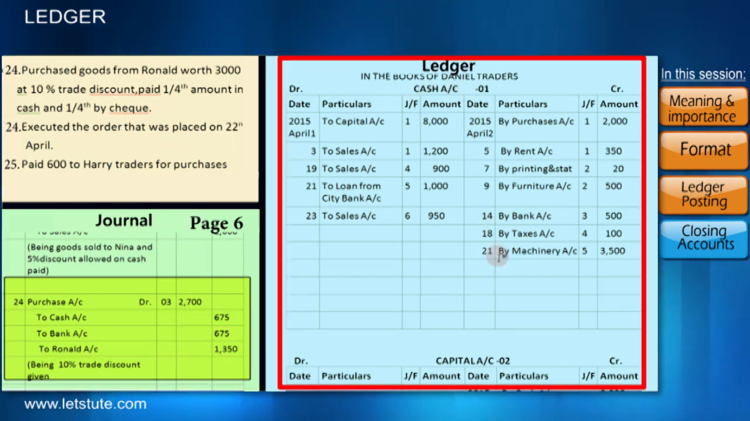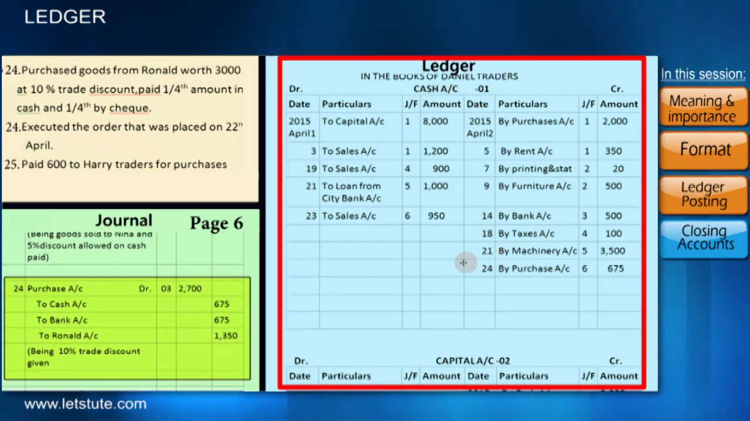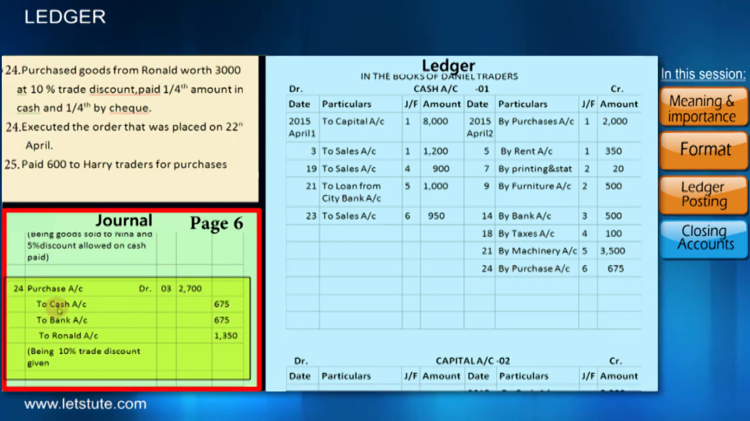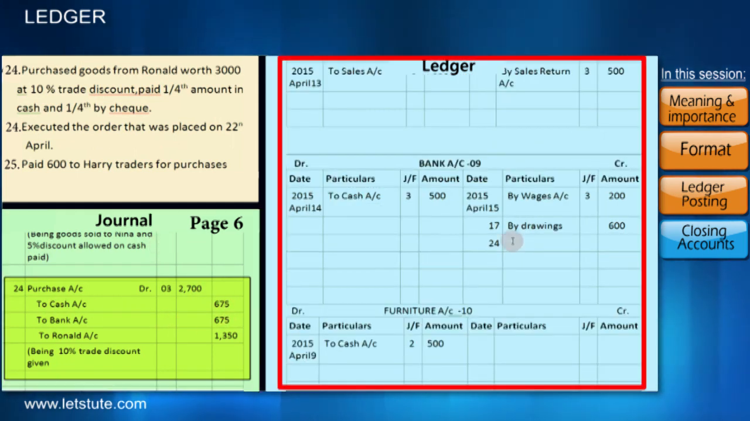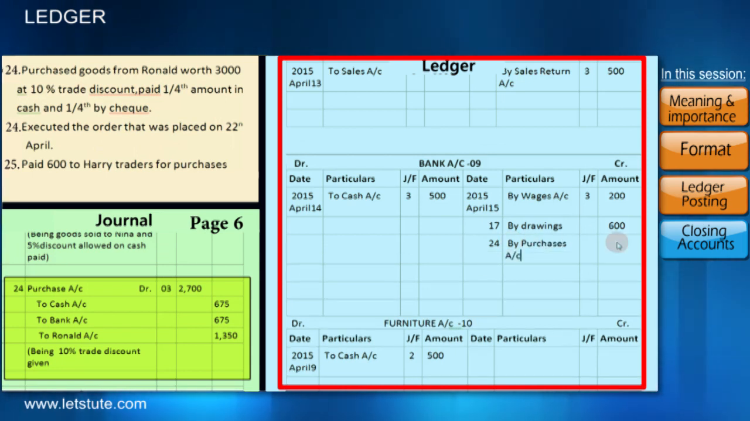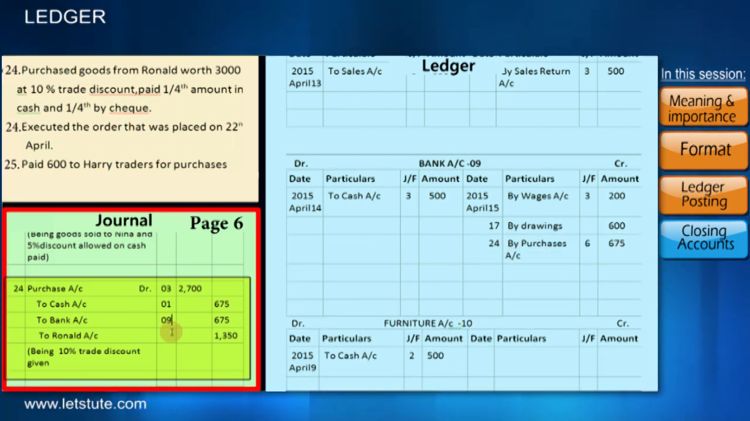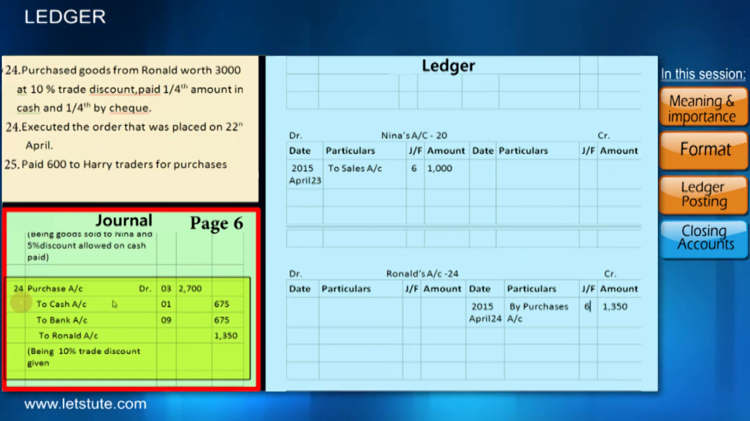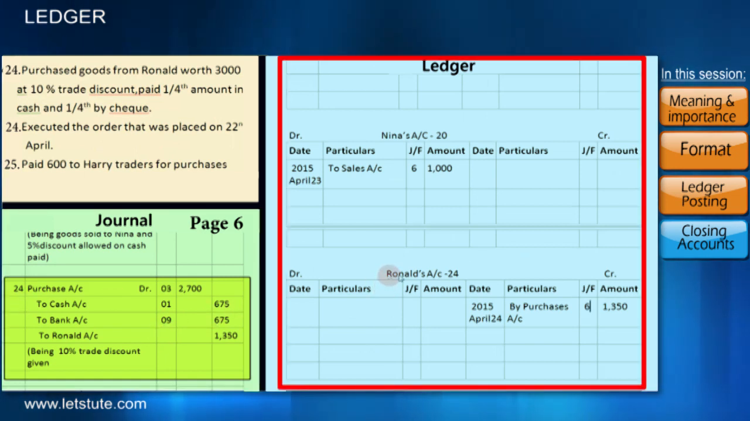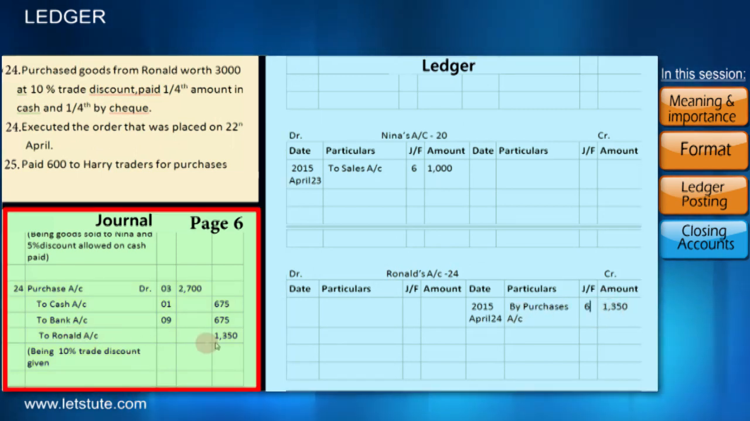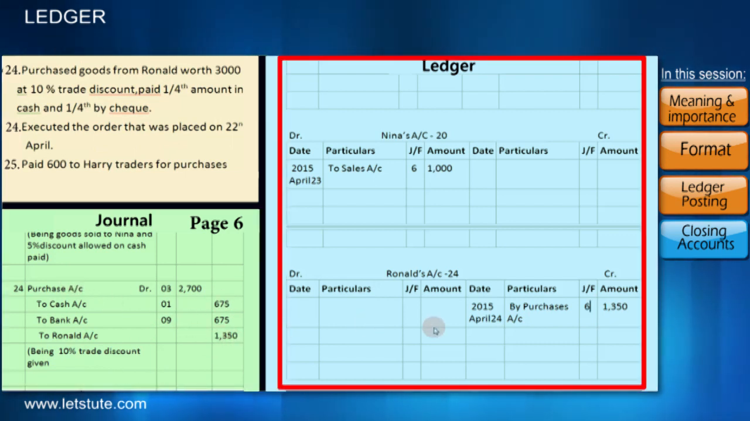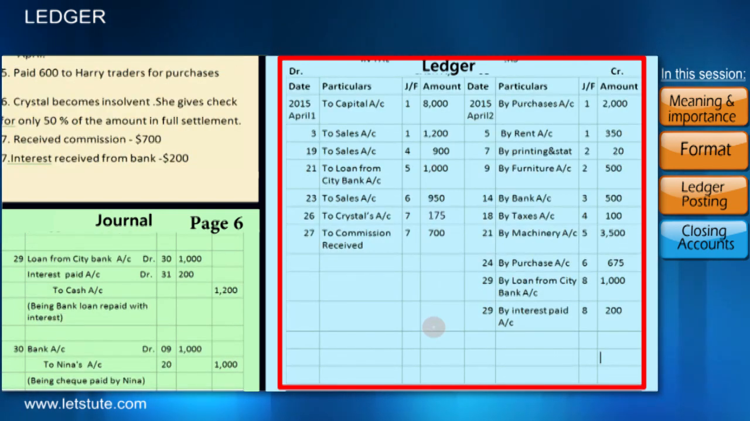So in cash account, we'll write by purchases 675. Then we'll go to the bank account, by purchases 675, and then in Ronald's account, by purchases 1350. So in the same way, we recorded all the other transactions. Now we have finished the posting part.